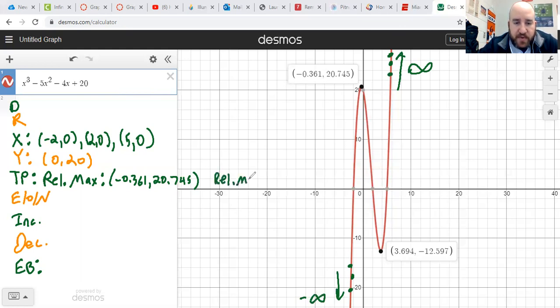So we would say a relative minimum at 3.694, negative 12.597. So we use the ordered pairs, but the actual value is our y value. So the y value is the relative max and relative minimum value, but we list it as the ordered pair.